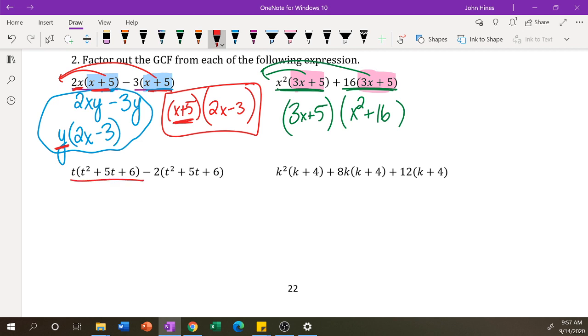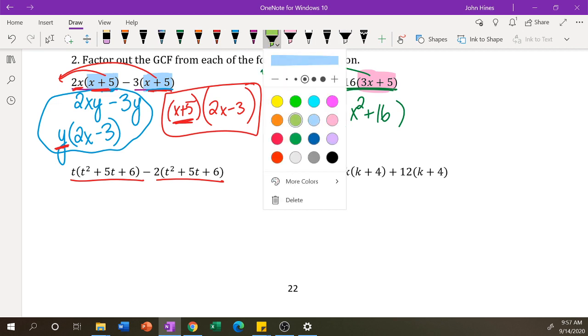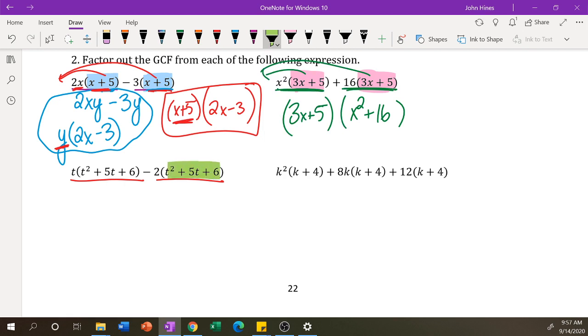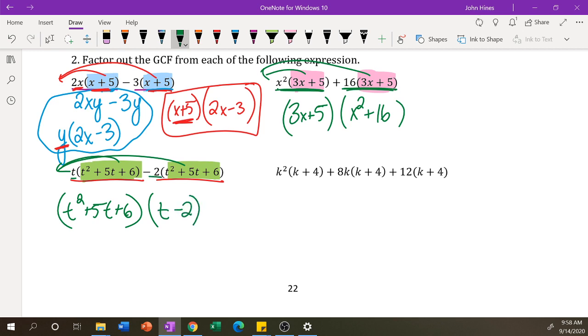Down here again, I have two terms, and I need to figure out what those terms have in common. Hopefully you realize here that they both have this t squared plus 5t plus 6. They both have this trinomial factor in common. So that's what we're actually going to undistribute out. I'm GCF factoring out that trinomial, and I have to see what I'm left with. Well, I'm left with t minus 2. That was what I distributed that trinomial into. If I treat this as one chunk, all I'm doing is distributing it like that. That's how you can check your work.